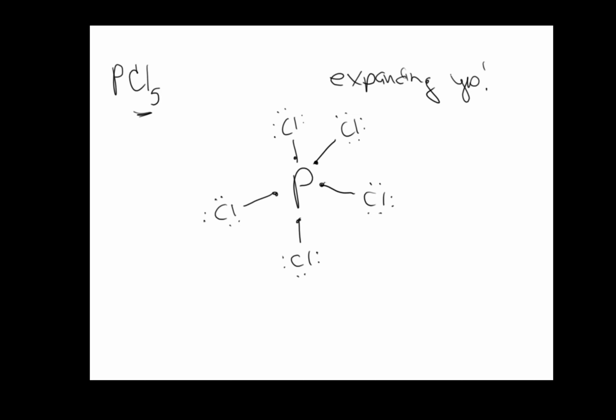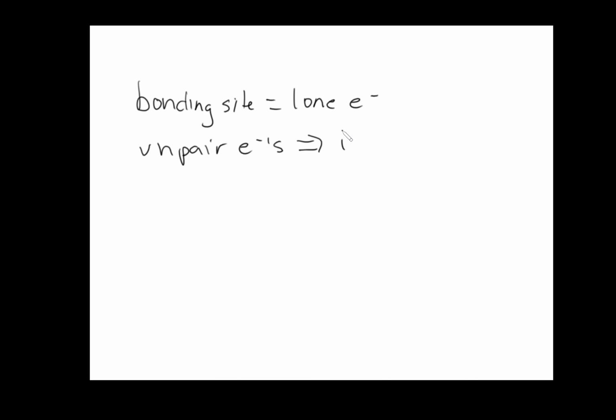So, in summary, what is a good bonding place? It is a lone electron. A bonding site is equal to a lone electron. You can unpair electrons if that atom can expand. And of course, you are more than welcome to move electrons around.